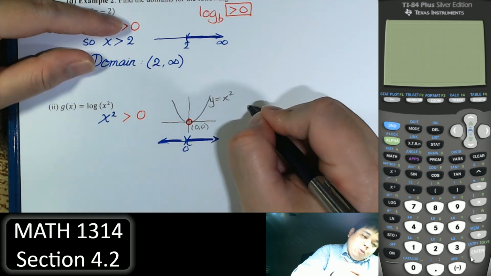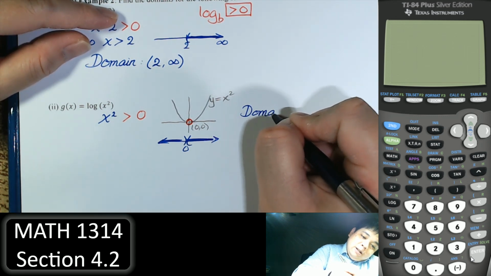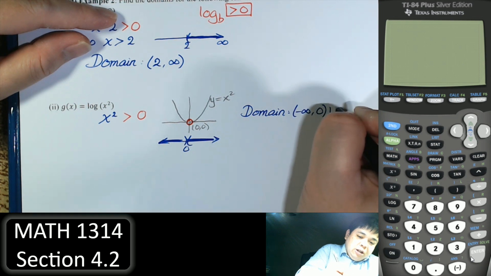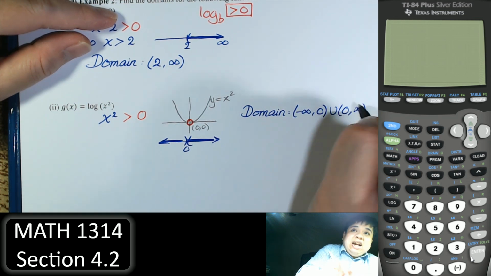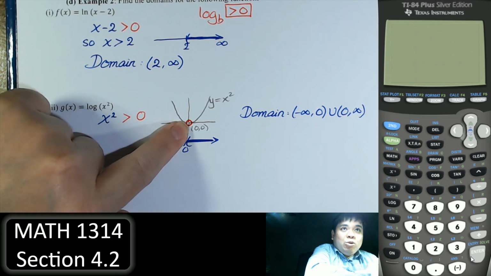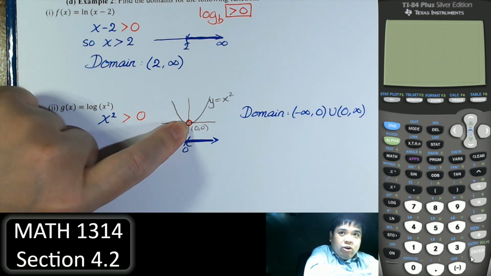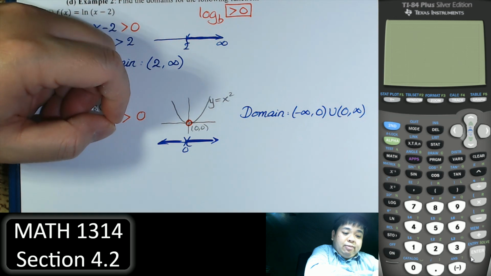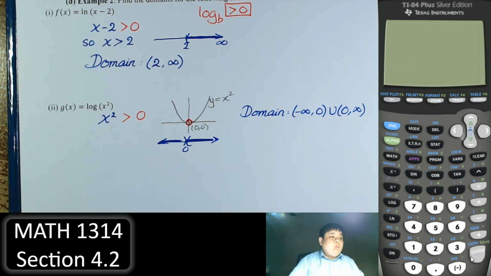So in this case, domain is negative infinity to 0 or 0 to infinity, but cannot be 0, because when we have x equal to 0, y equal to 0, for any other values of x, x squared is positive. So that's what we have for the domain of this function.